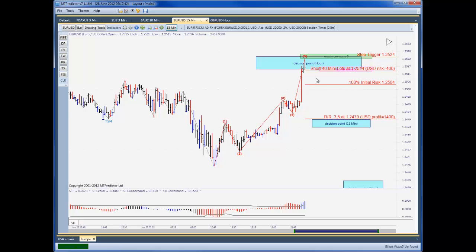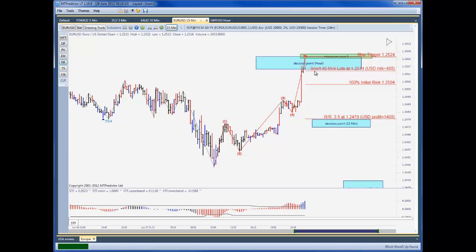So here we were looking to short 40 contracts. This is 40 mini lots. Actually, I will try and clean this up a bit if you give me a second. Right, there we go. I've just taken those WPT levels off that are no longer relevant.